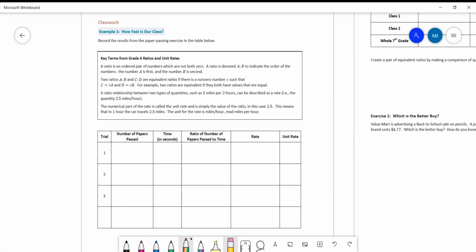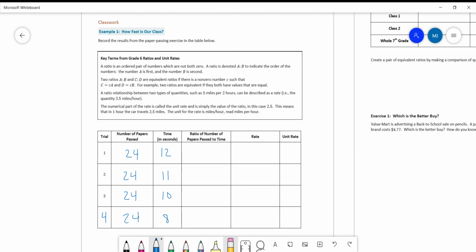And normally we would pass out the papers in class and then record our information that you see here: number of papers passed, time in seconds, ratios, and so forth. But because we're doing this virtually, I'm going to go ahead and tell you how many papers we passed out. So we're going to do this paper pass out 4 times, and each time we're going to pass out 24 papers. And then we recorded the time and how many seconds that it took to pass out those papers. So go ahead and in your table, make sure that these values are recorded.